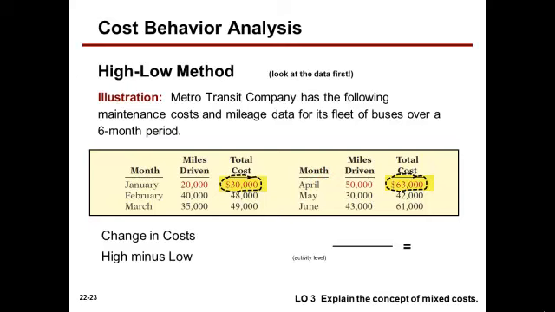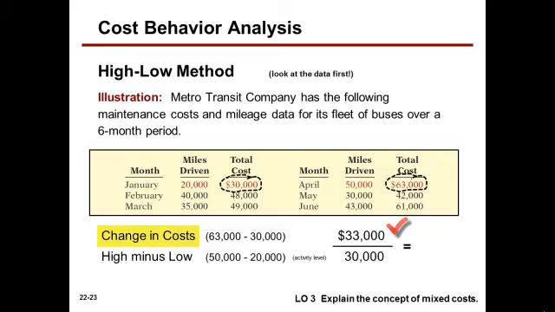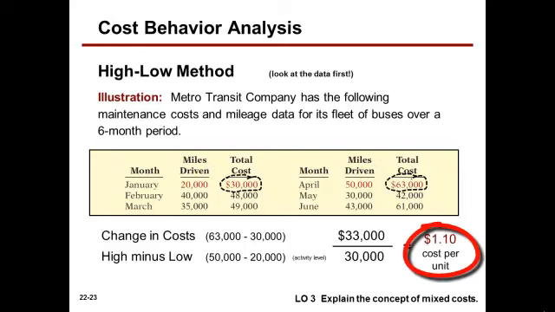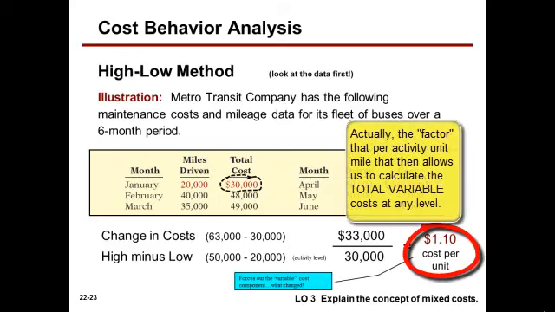So we take the difference between the high and low point, $63,000 minus $30,000, a $33,000 change, and we divide that by the difference in activity levels, 50,000 miles minus 20,000 miles, or 30,000 miles difference, giving us our $1.10 cost per unit. This forces out our variable cost component. This is what's changed.